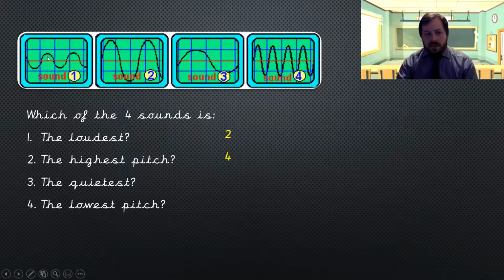The quietest is the one that has the lowest amplitude, so the distance from the top to the bottom is the smallest. And like I said, this is the largest. We've already said that one. This one's just above this blue line. This one's on the blue line. This one's below it. So sound 1 will be the quietest. And then the lowest pitch is the one that has the least number of waves in the same space. And as we counted before, that was number 3.